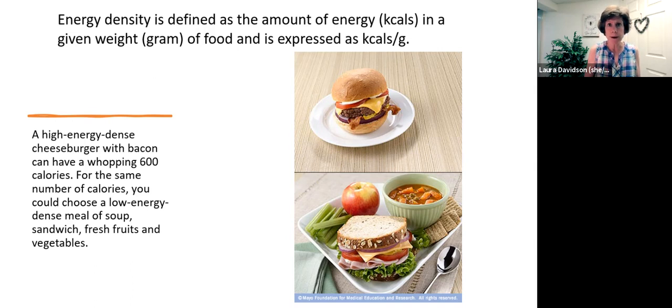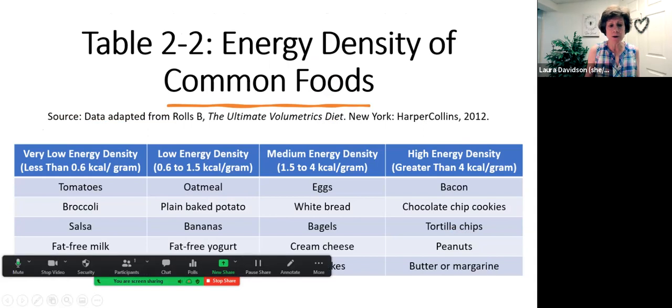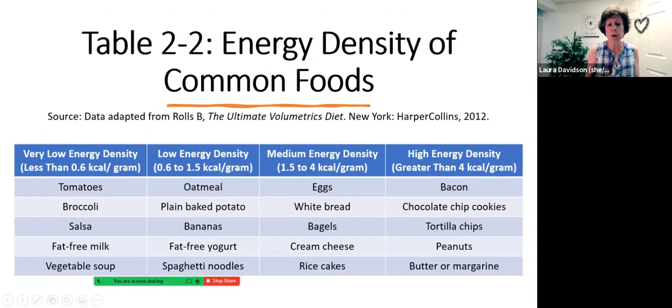There's a book written by a professor at Penn State. The title is Volumetrics. She did research on just this, how people can push toward low energy dense foods, and this helps them manage their weight, because we receive a lot of the satiety signals based on the volume of the food. So if you choose foods with very low and low energy density, they tend to have more bulk, more fluid. They tend to fill us up more so than the high energy density foods.